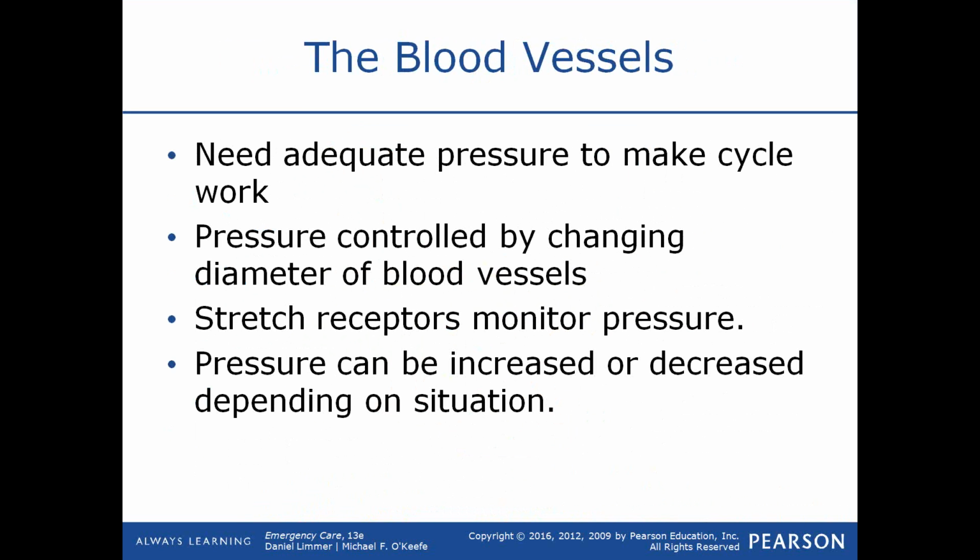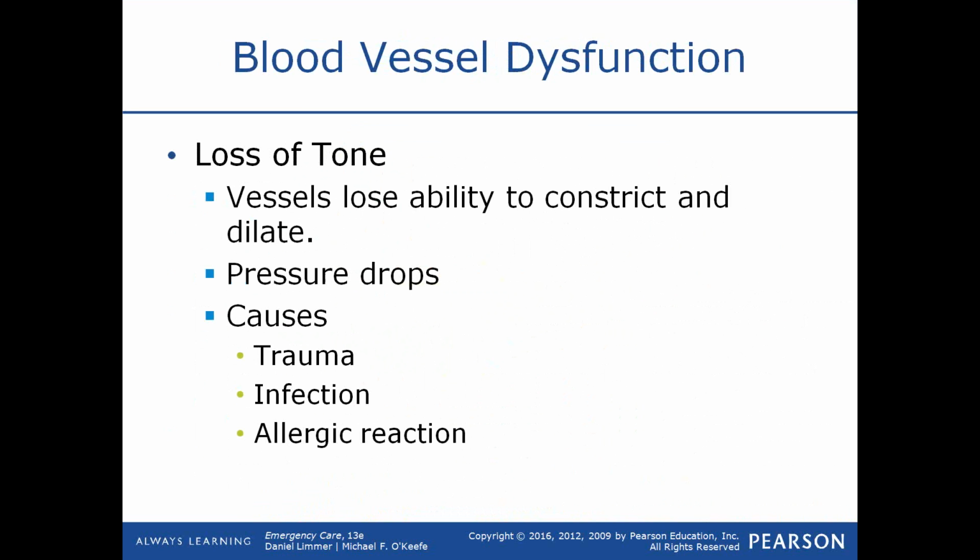Now, if the pressure gets too high, it'll do just the opposite. It will selectively vasodilate. It'll make those vessels much larger, lowering the pressure in the system. And that's all measured by stretch receptors in the aortic arch and in the brainstem, and they're constantly measuring the pressure in the system and then sending messages to either constrict vessels or dilate vessels depending on the situation.